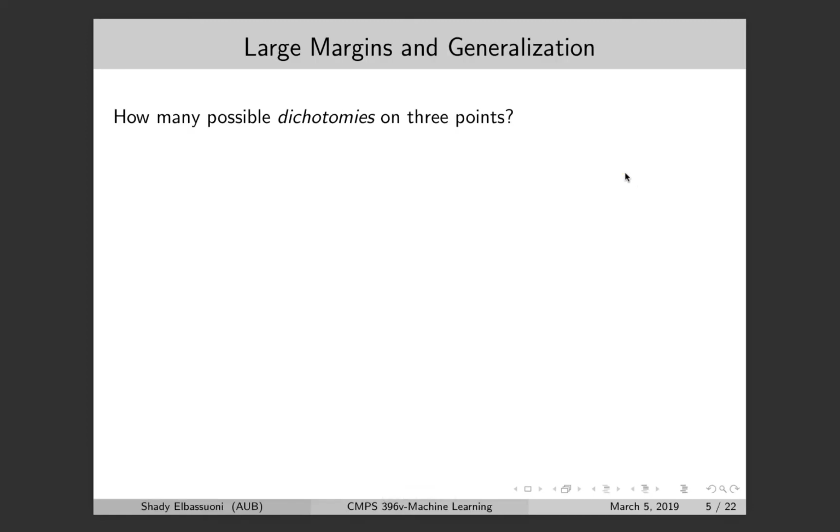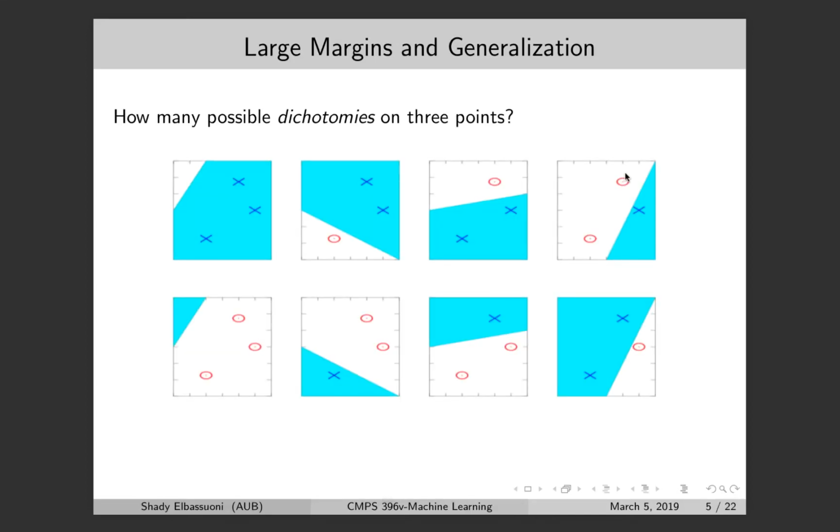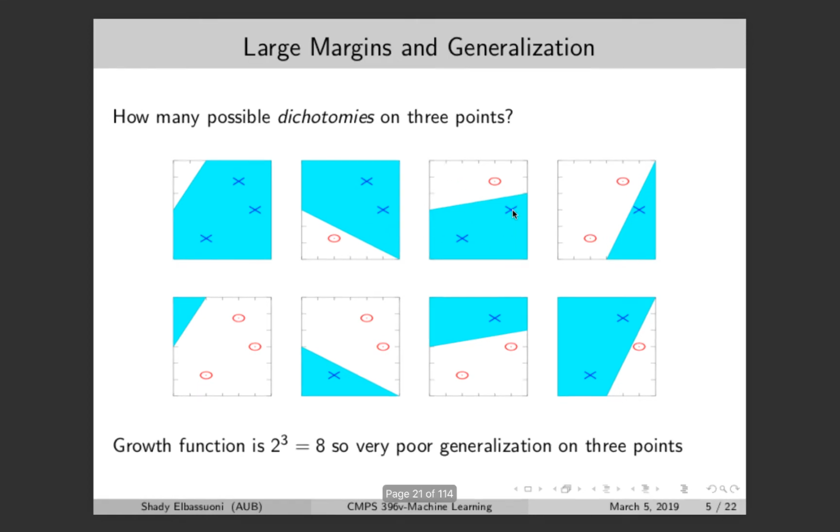So just to talk about large margins with respect to generalization. How many dichotomies using a line on 3 points? We have 8 possible dichotomies, right? Everything positive, everything negative, 2 positive, 1 negative, and so on. So the growth function is 2 to the power 3, which is equal to 8, so very poor generalization on 3 points, yeah, because it has the upper bound, 2 to the power of n.